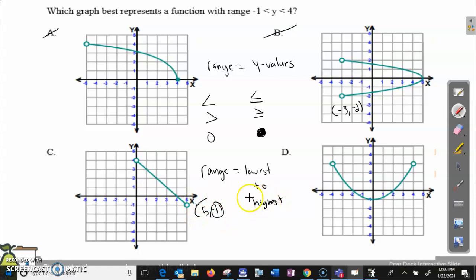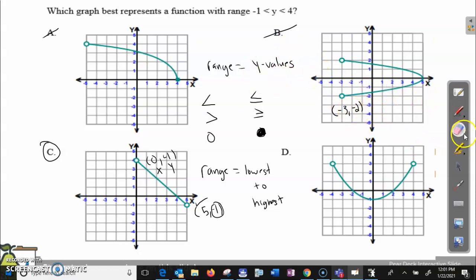Now let's go to the highest point. The highest should be 4. So if we look at this, this is my highest. This is located at 0, 4. This is my x. This is my y. This is indeed correct. And you're done. So let's go ahead and continue to the next question.